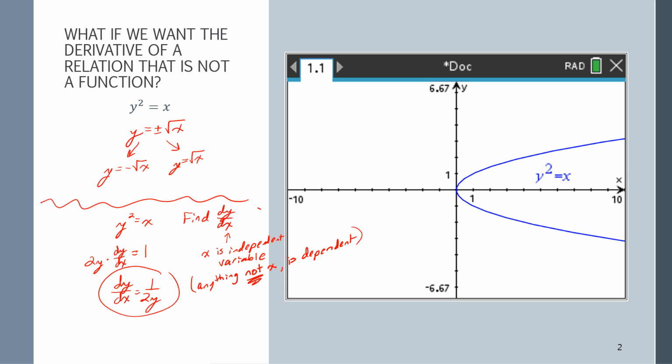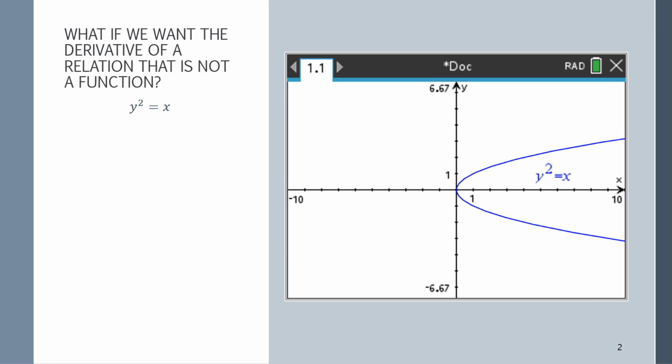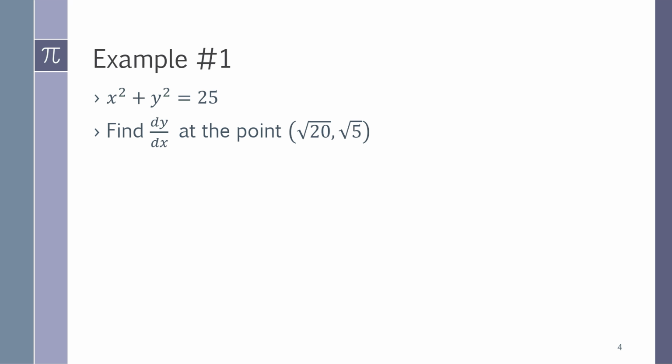I could do the derivative and then isolate dy/dx. So there are even times when I have something that's a function, but it's too big of a pain to isolate y. So I'll do implicit differentiation on that just because it makes for easier algebra. This is weird. It's going to take getting used to, and I know there are going to be questions in class over this. I did want to get through some examples here.